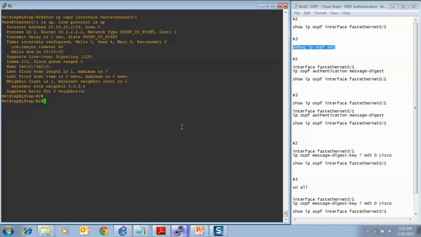Unlike simple authentication, the key is not exchanged over the wire. A non-decreasing sequence number is also included in each OSPF packet to protect against replay attacks.